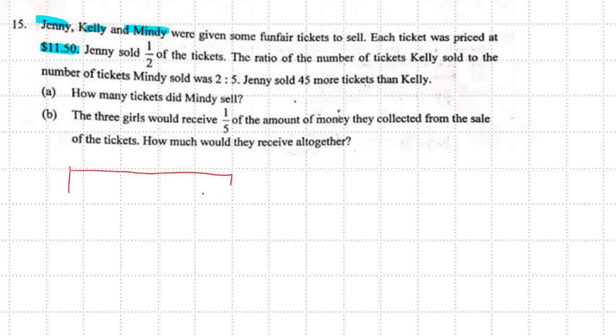So Jenny is here. It's actually half of the tickets. Then the other 2 sold the rest in the ratio of 2:5. So let's say here is 2, and here is 5 units. So over here is sold by who? Katie. So here is 20.